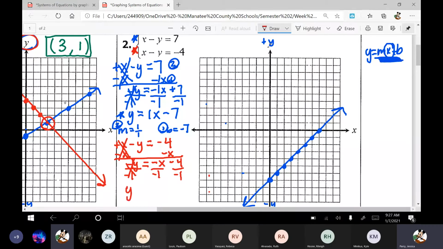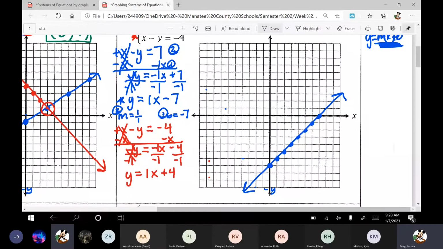I bring down my variable y equals, we know there's an invisible 1. -1 divided by -1. Negative divided by negative is positive. 1 divided by 1 is 1. Here's my variable x. And then on my next simplifying, negative 4 divided by negative 1. Negative divided by negative is positive, and then 4 divided by 1 is 4.